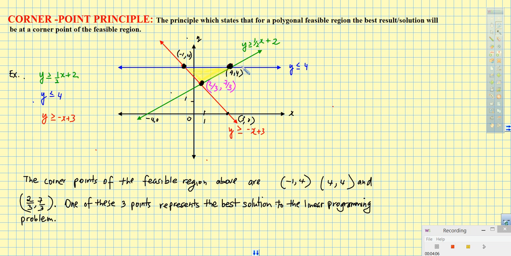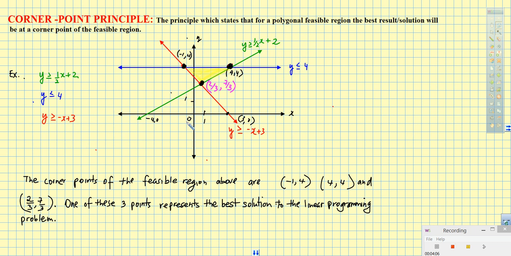So in other words, I could choose points that are inside the shaded area. However, they're not going to be the best points or the best solutions, which maximize profit and so forth, because they're not one of the corner points. And what the corner point principle is saying is that in order for there to be the best solution to a feasible region, that best solution will always be found at a corner point, so at a corner.